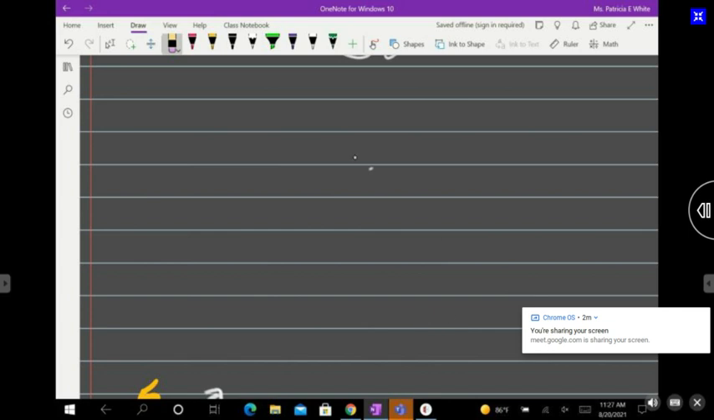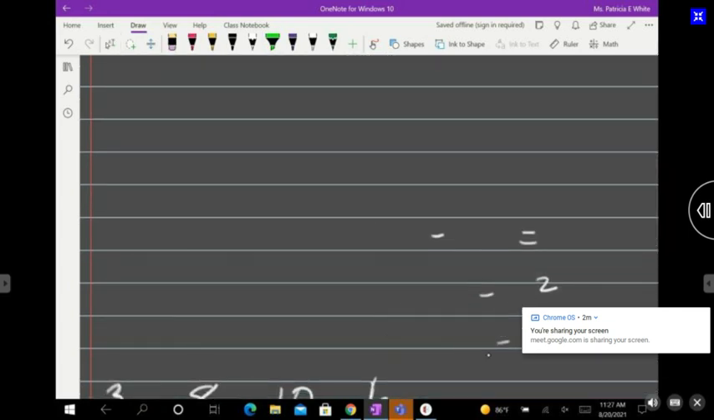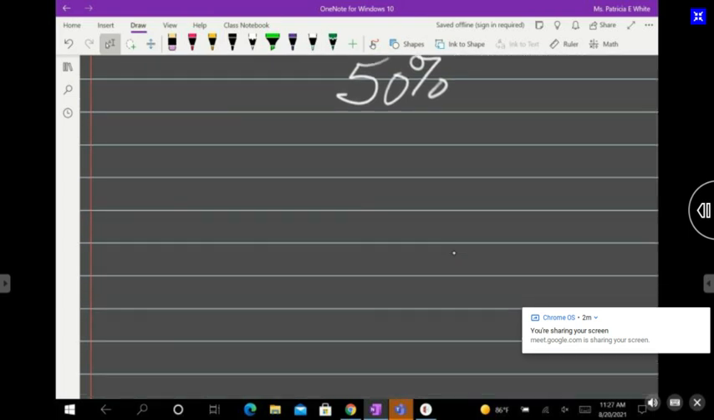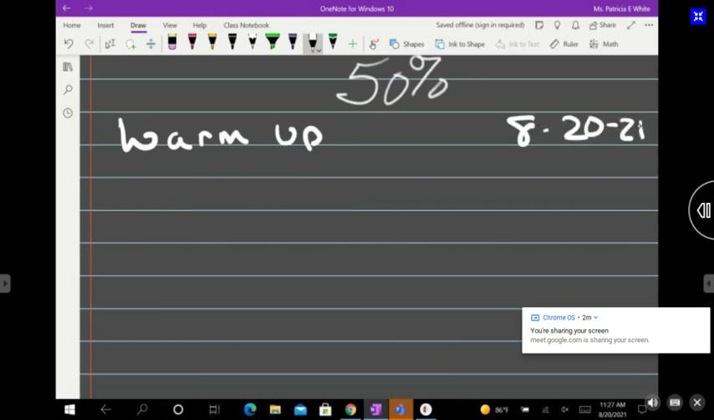All right, and these are more example problems. You've probably done them already. This is more about procedure than anything. So warm up, August 20. Oh my goodness, y'all. September is almost here. Let's go. I forgot what month it is.